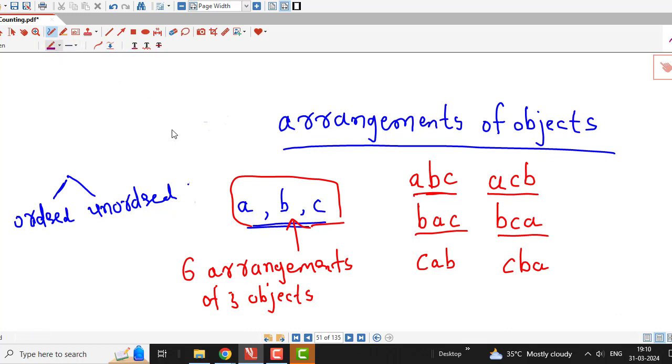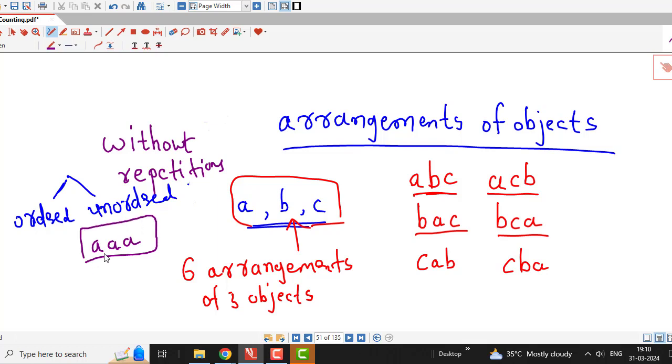Here we consider the assumption that repetition of objects is not allowed. So these are the arrangements in which we are not repeating the objects. We can say that these are the arrangements without repetitions. No repetition of objects is allowed. That is, we are not considering AAA as an arrangement, because here A is repeated 3 times.